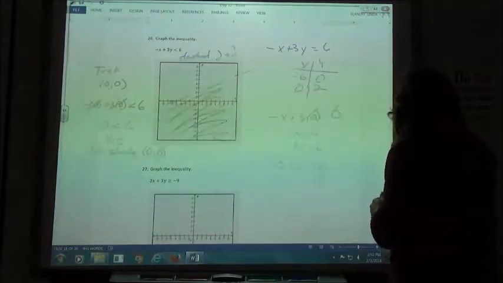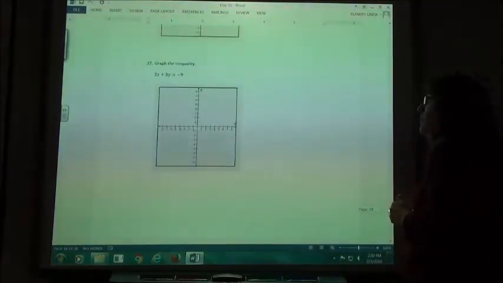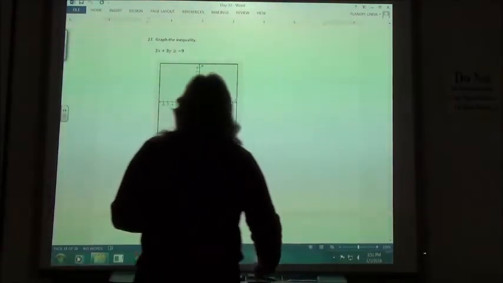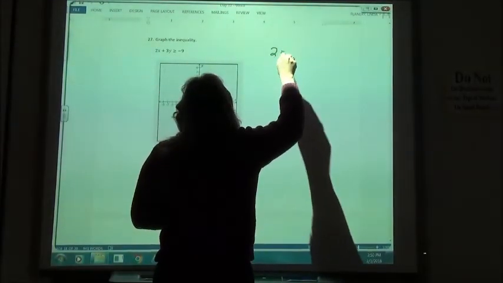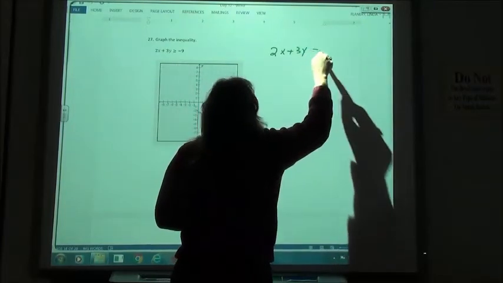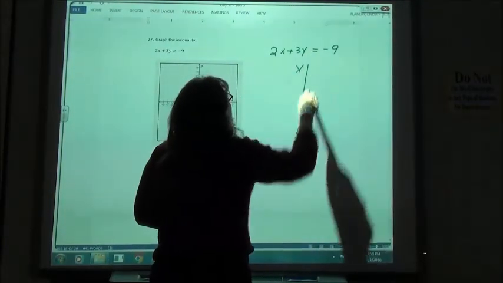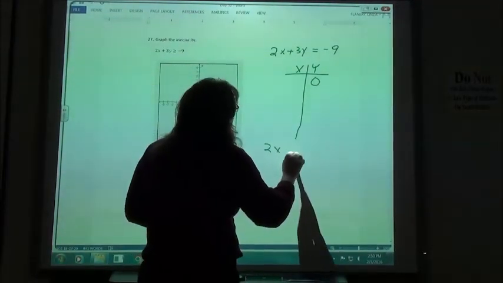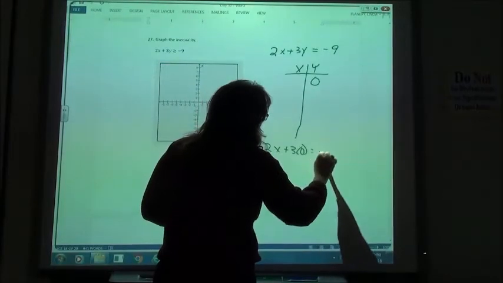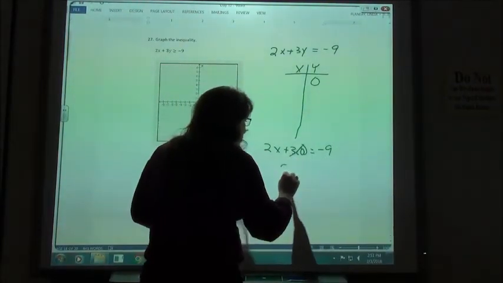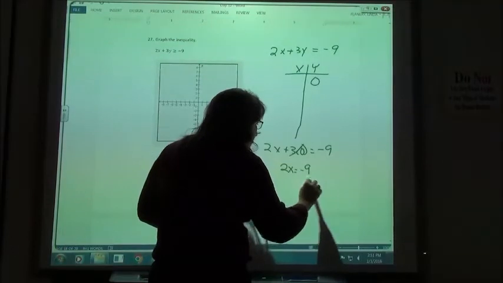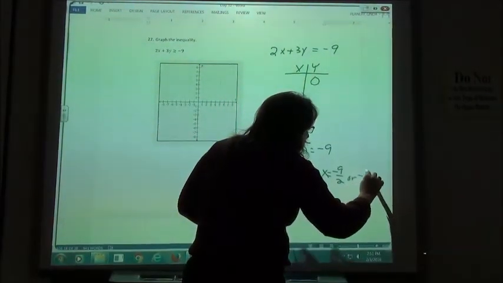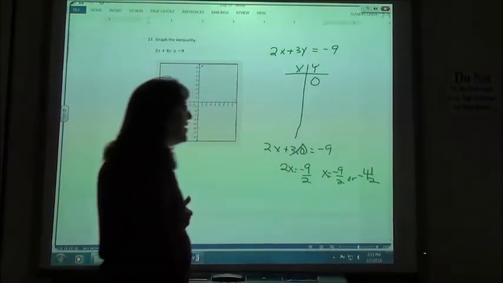One more of those. So we are going to graph 2x plus 3y is greater than or equal to negative 9, pretending that says 2x plus 3y equals negative 9, finding my x and my y intercept. So 0 in for y. 2x plus 3 times 0 equals negative 9. 2x equals negative 9, dividing by 2, x equals negative 9 over 2, or negative 4.5 if I simplify that.